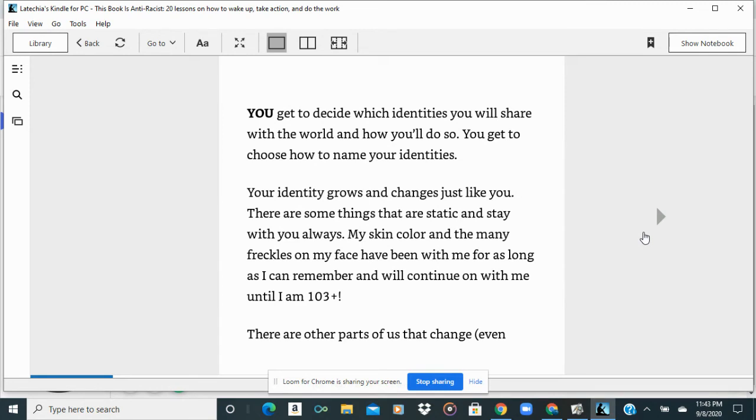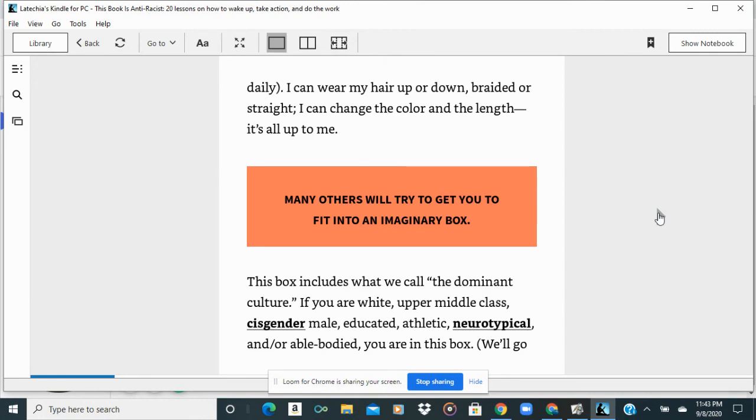There are other parts of us that can change, even daily. I can wear my hair up or down, braided or straight. I can change the color and length. It's all up to me.